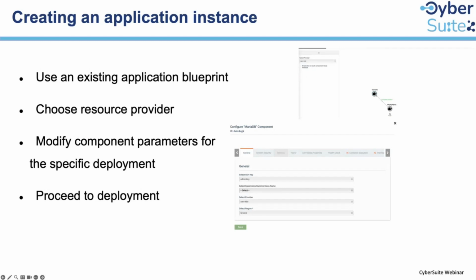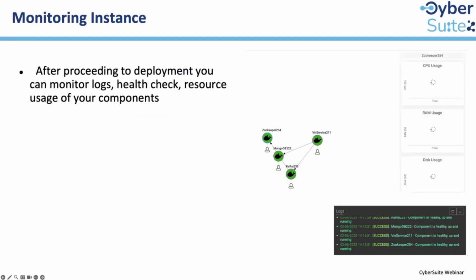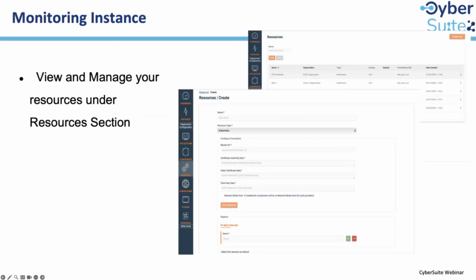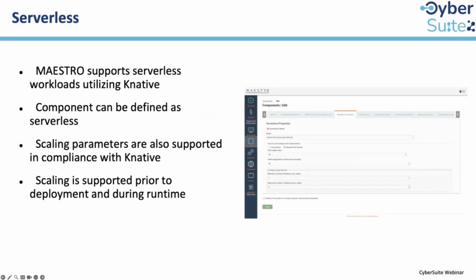You can choose any resource provider, because this is agnostic to the resource provider, and you can deploy. Of course, you can modify component parameters for the specific deployment, and you can proceed with the deployment, where you can view logs, health checks, and resource usage of the components, and you can also define scaling parameters. So we have a custom UI to view how your resources are consumed and how you can put some specific parameters on this.